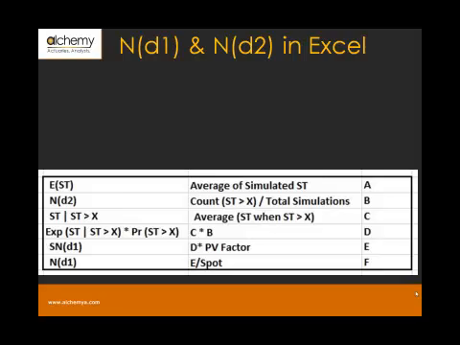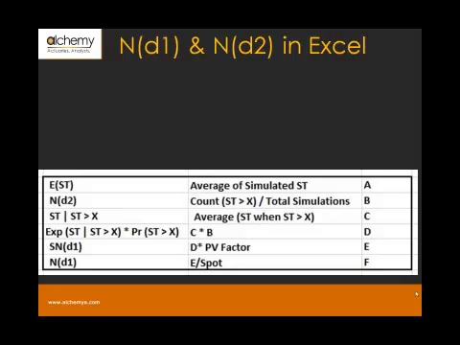Now my second piece is the probability that ST is greater than X, or ND2. For each of the simulations that I've run, this is simply a count of all the instances when ST was greater than X. I take this count and divide it by total simulations, and I call this B.